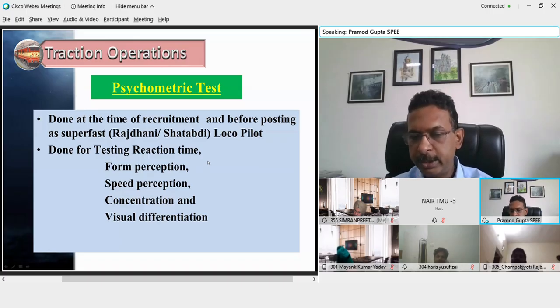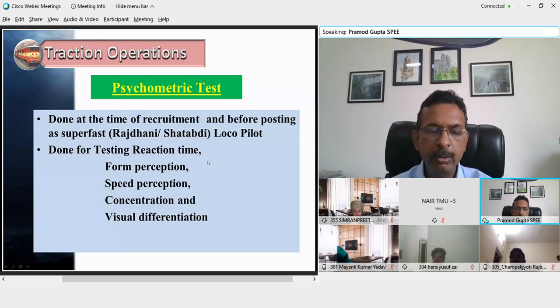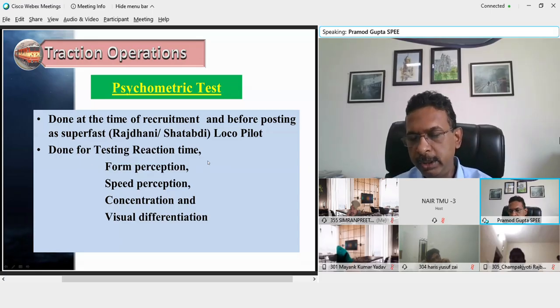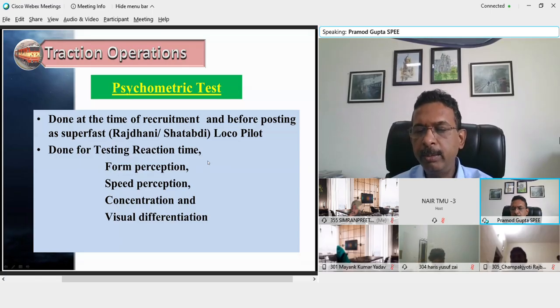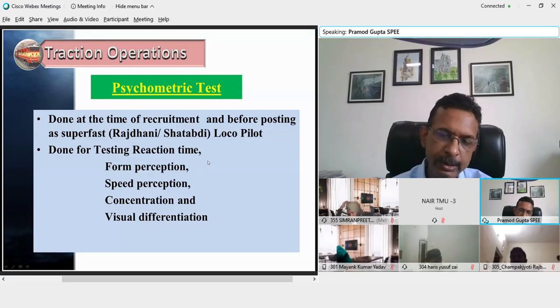Rajdhani also gets the precedence over all other mail express and goods trains. The signal aspects don't get changed immediately. If it's green, it will remain green for him. So he has nothing much to do other than to remain alert to see any obstruction which he may encounter during the journey.